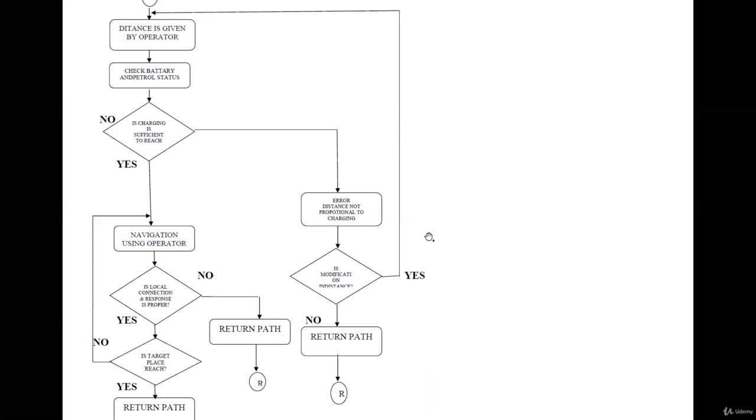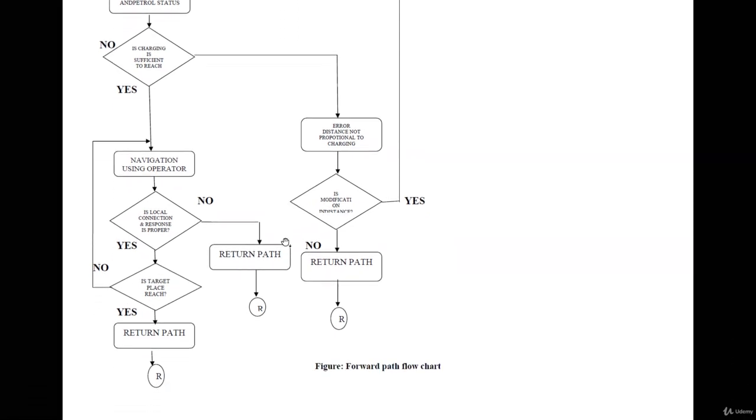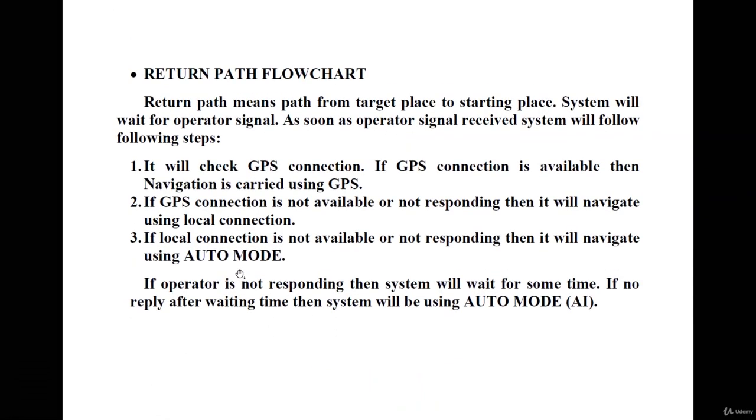So this way your UGV will go to the return path if the local connection is lost or if the calculation of distance is not possible. So let's go to the next one and try to understand what is there in the return path. There are so many R's you can see over here. So this is basically a return path algorithm. Okay. Now what is there inside the return path? Let's try to understand this.